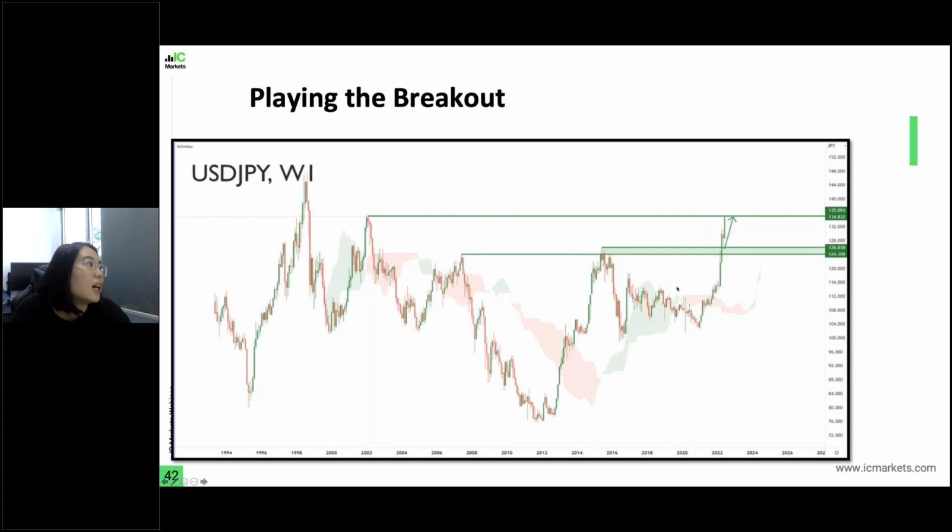Okay, so playing the breakout. Usually after the breakout, I wait for a retest. I don't usually play the breakout anyway. I wait for a retest, and then at the retest, I enter for the buy.